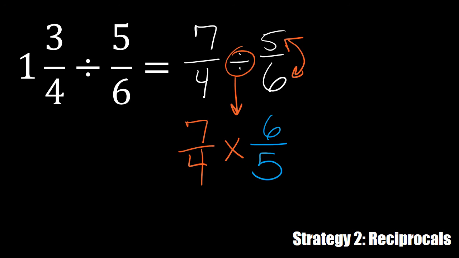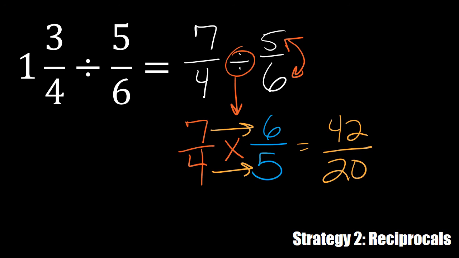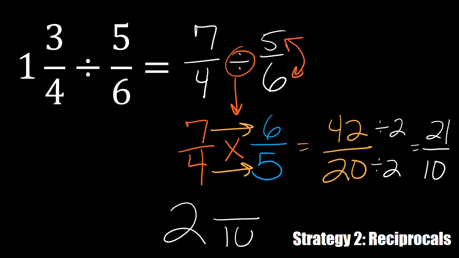Looks like I'm multiplying two fractions. So 7 times 6 is equal to 42. 4 times 5 is going to give me 20. And then before I change it into the mixed number, I'm going to divide the top and bottom by 2. This is going to make finding that mixed number just a little easier here. So this simplifies to 21/10. 10 goes into 21 2 times. 10's my denominator and 1 is in the numerator.